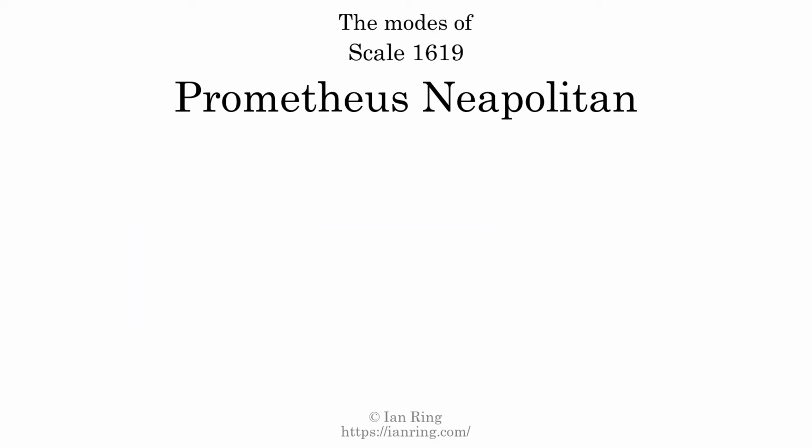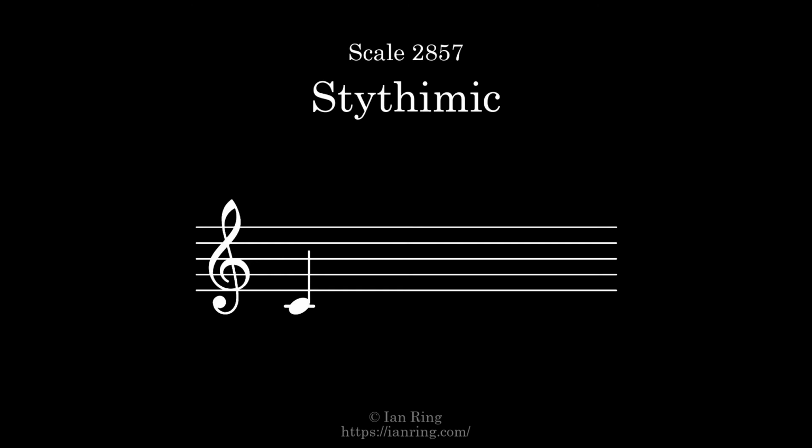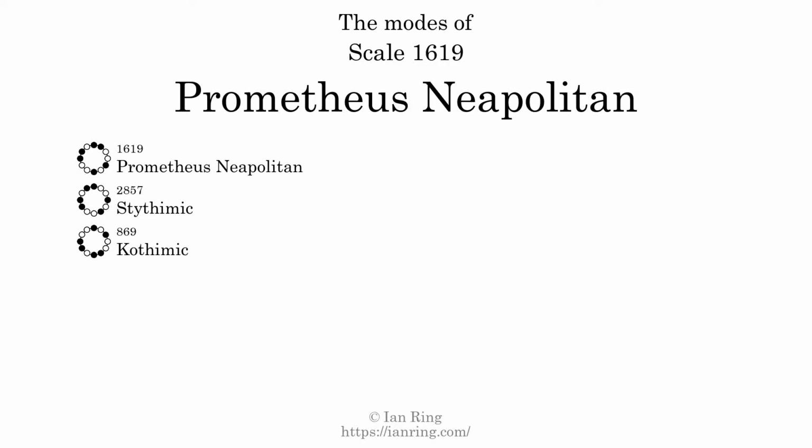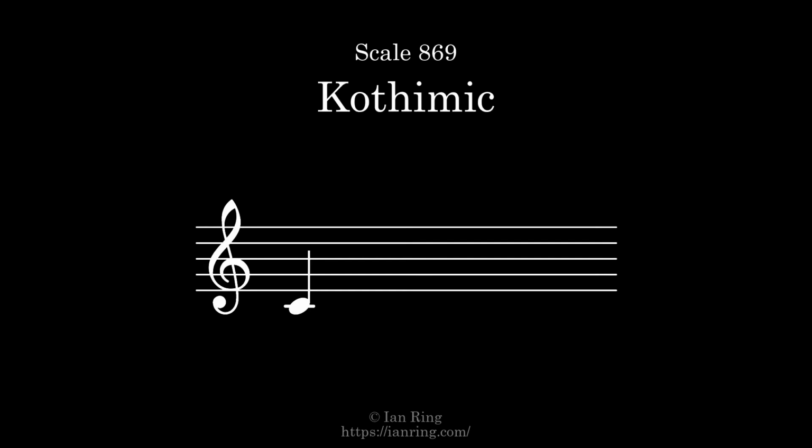This scale has 6 modes. The first mode is itself. The second mode is scale 2857, also known as Takemitsu. It sounds like this. The third mode is scale 869, also known as cohemitones. It sounds like this.